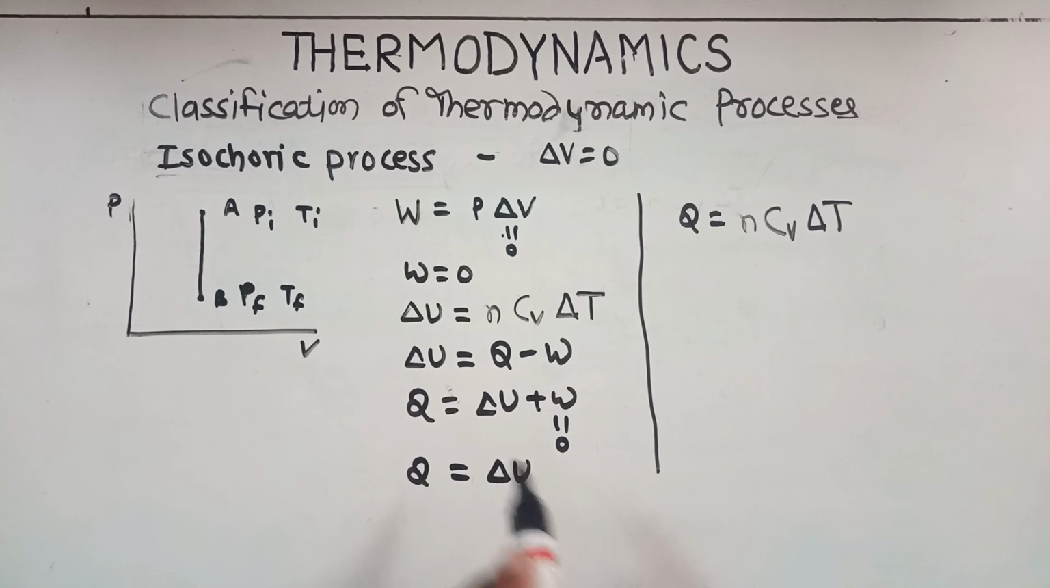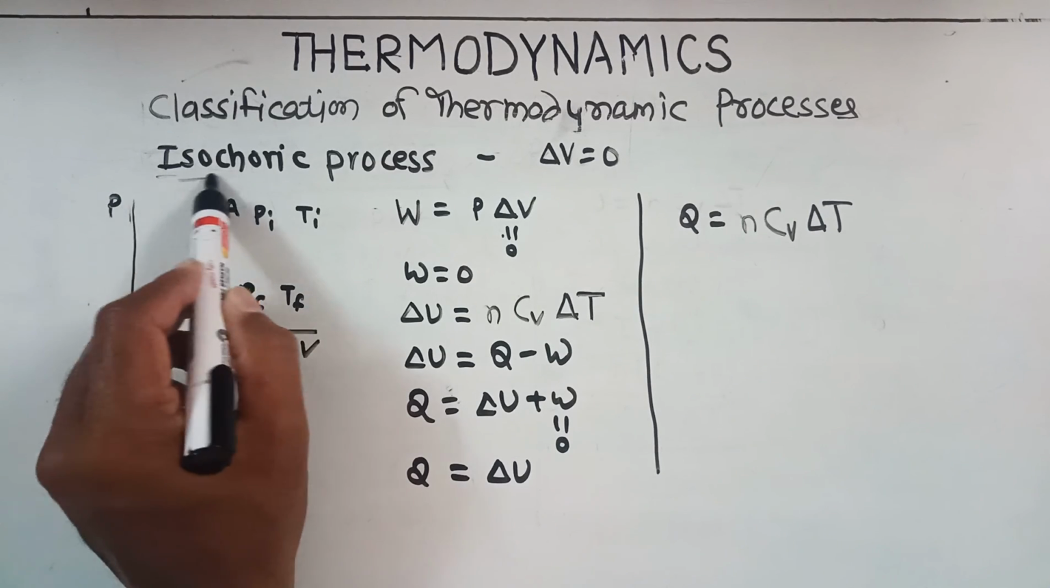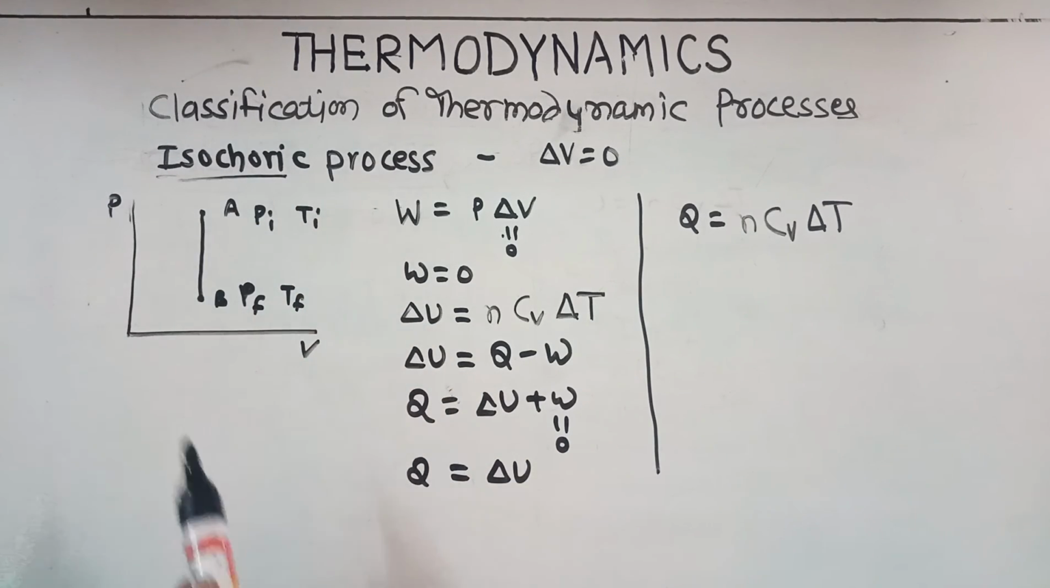From this equation, we may say that the heat which is supplied to the system is all utilized to increase the internal energy of the system. In this isochoric process, the internal energy of the system increases, which means the temperature of that system increases. So this is all about the isochoric process.